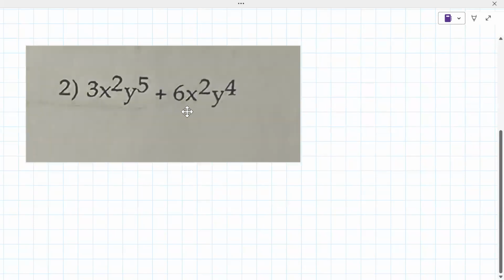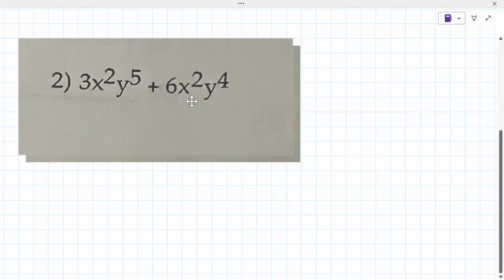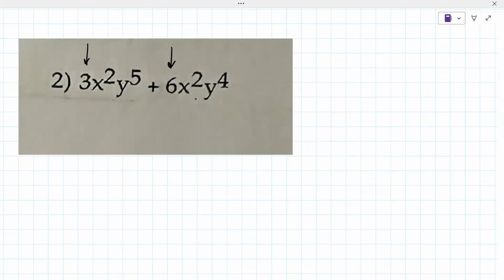All right. So let me do a better job at stepping through these. So for number 2, kind of the same idea. Look at the numbers first. What's the biggest number that goes into both? 3. So there's definitely a 3 that goes into both.